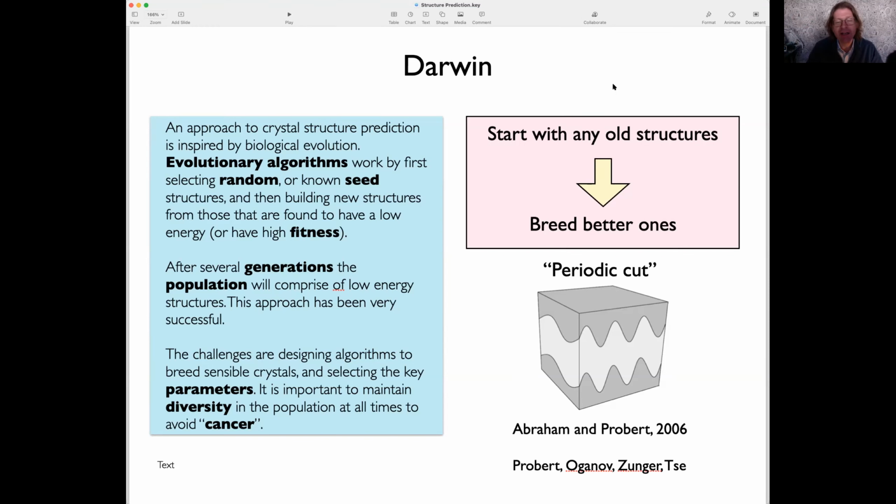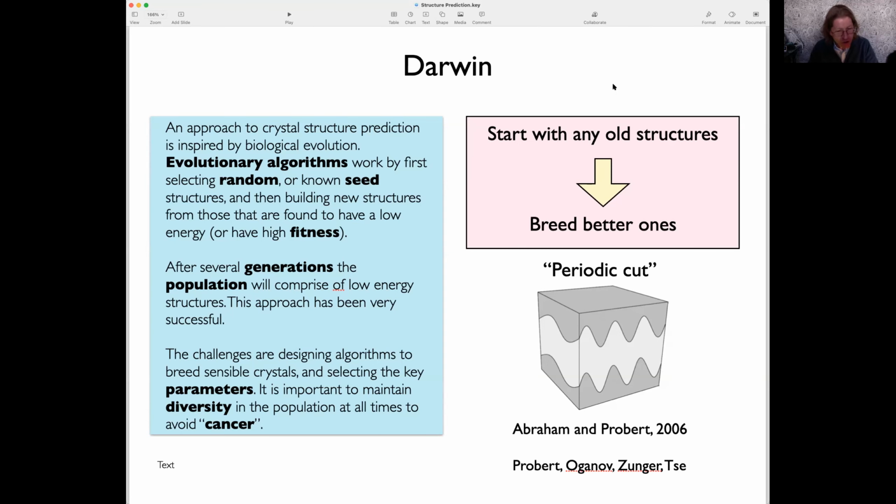And indeed, it's the way that the structures are evolved, which is the key detail of these evolutionary algorithms. So as I say, one of the challenges is designing these ways to breed the sensible structures. Typically these methods end up with a large number of different parameters to set up the calculation.